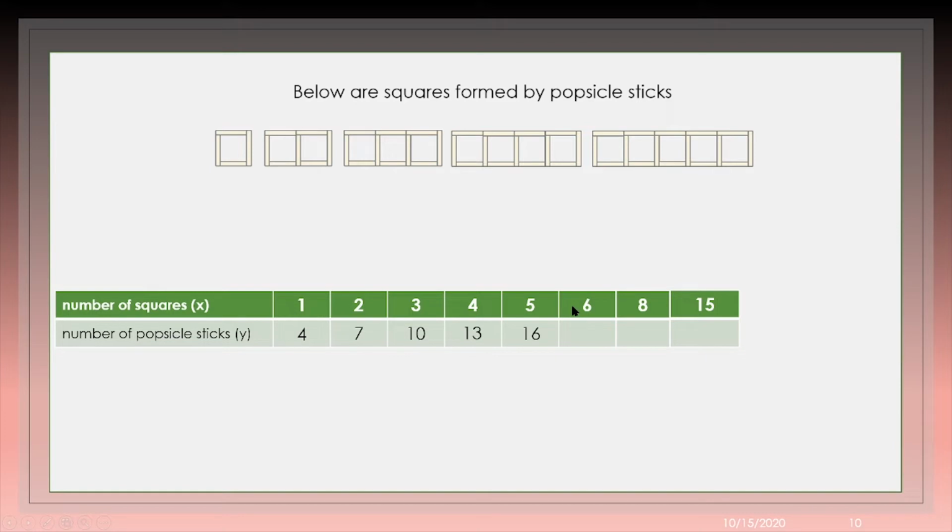And in 6 squares, paano kaya yun? Kung papansin na lang natin ang pattern, parang dadagdagan lang siya ng 3. So magiging 19. Okay? How about 8? Mapapansin natin, nagligtang tayo ng 7, so dapat 22 ang kasunod niya. So magiging 25. How about 15? Kung nalaman nyo na ang pattern, masasagutan nyo na siya. The number of popsicle sticks when we have 15 squares is 46.